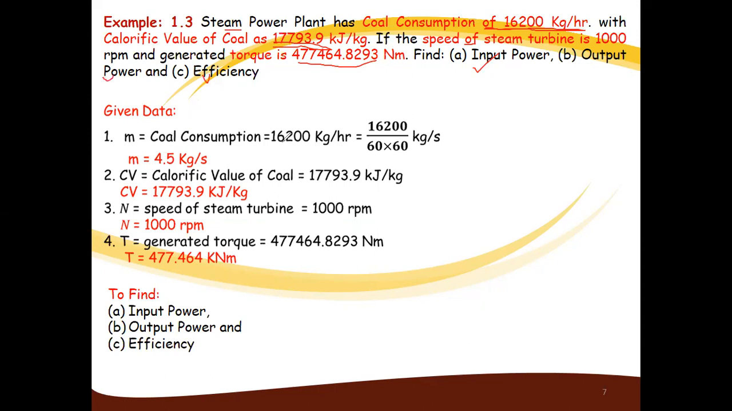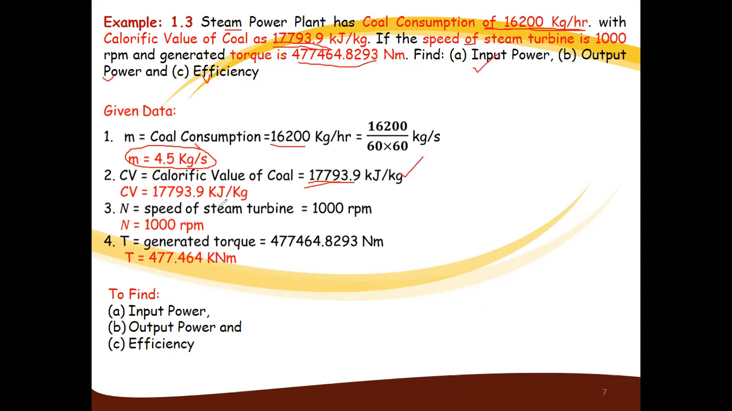So coal consumption is 16,200 kg per hour, now converted into seconds. So 16,200 divided by 60 into 60. So hour into minute is 60, minute into second is again 60. So we get the mass flow rate or coal consumption as 4.5 kg per second. Again, the calorific value of the coal is given as 17,793.9 kilojoule per kg. So it is given in this unit.